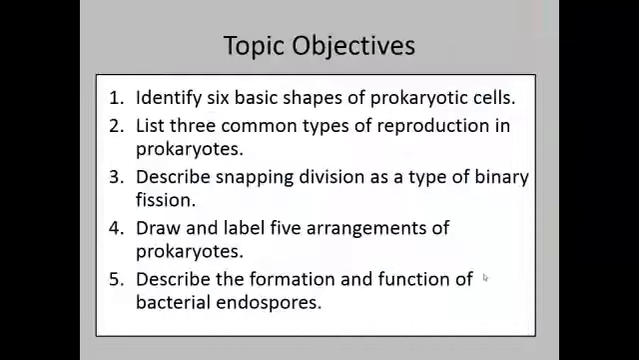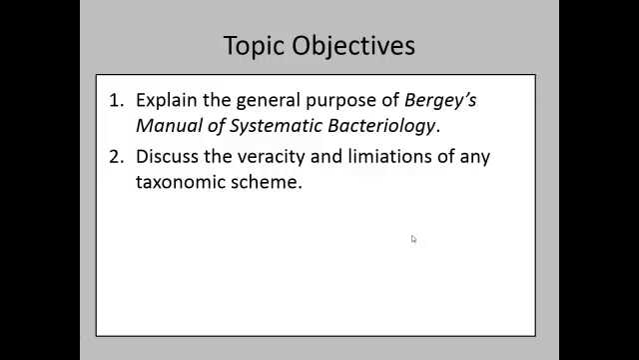The learning objectives for general characteristics of prokaryotic organisms are: identify 6 basic shapes of prokaryotic cells, list 3 common types of reproduction in prokaryotes, describe snapping division as a type of binary fission, draw and label 5 arrangements of prokaryotes, and describe the formation and function of bacterial endospores. For modern prokaryotic classification, the learning objectives are: explain the general purpose of Bergey's Manual of Systematic Bacteriology, and discuss the veracity and limitations of any taxonomic scheme.